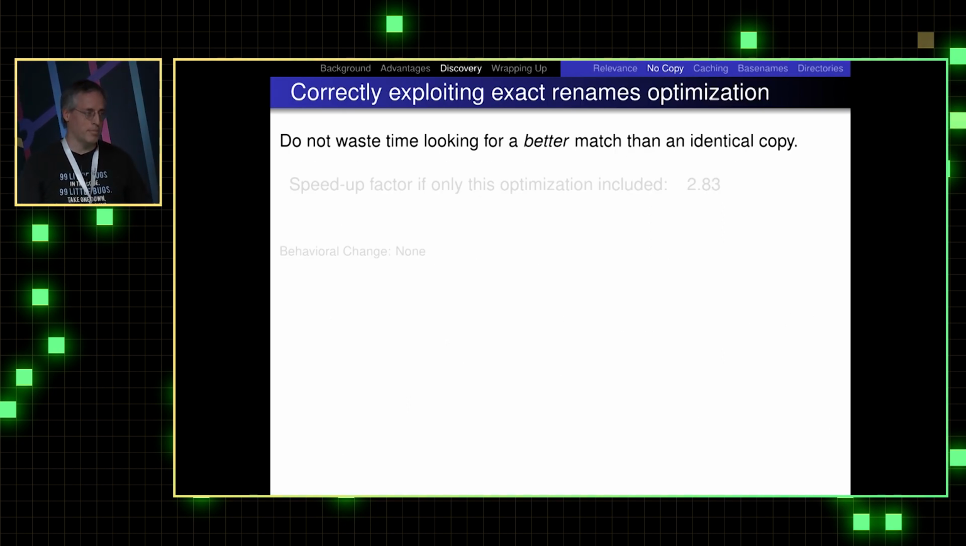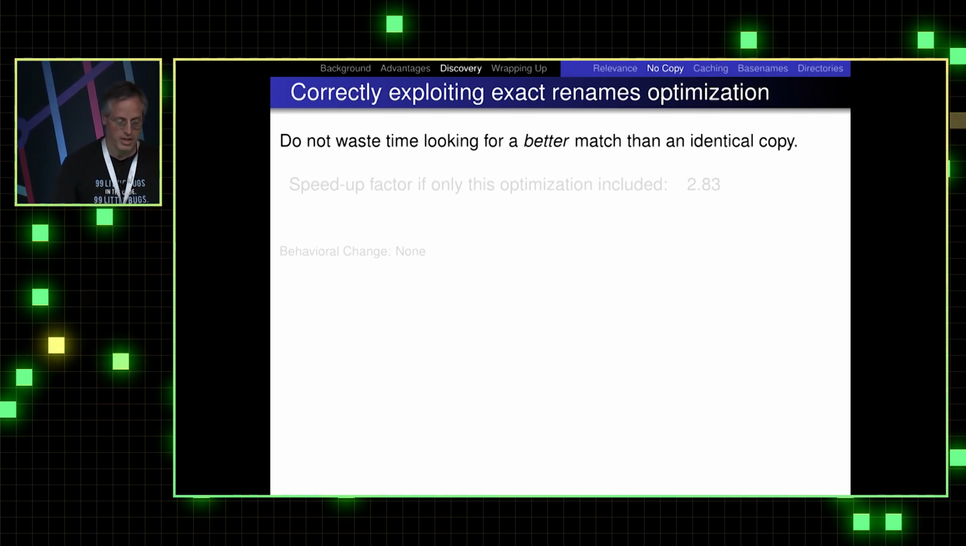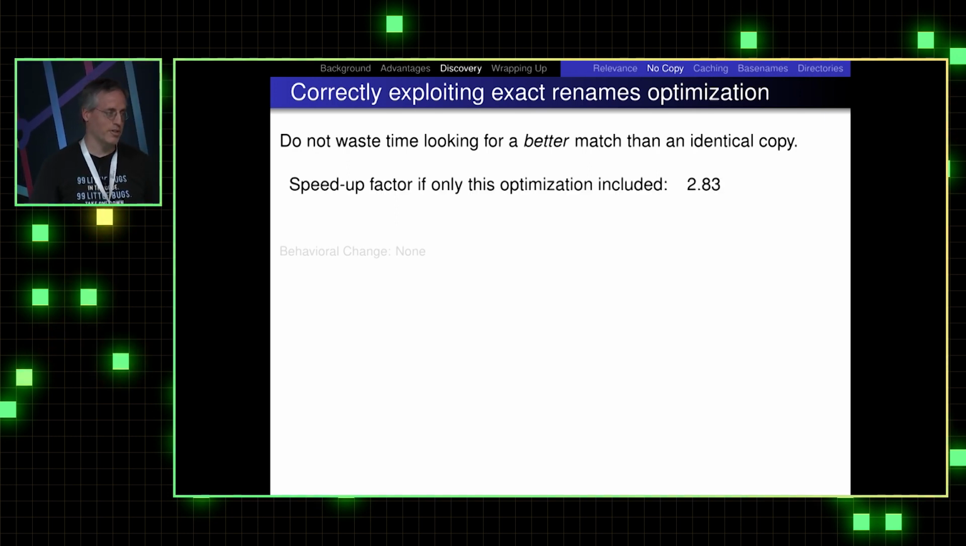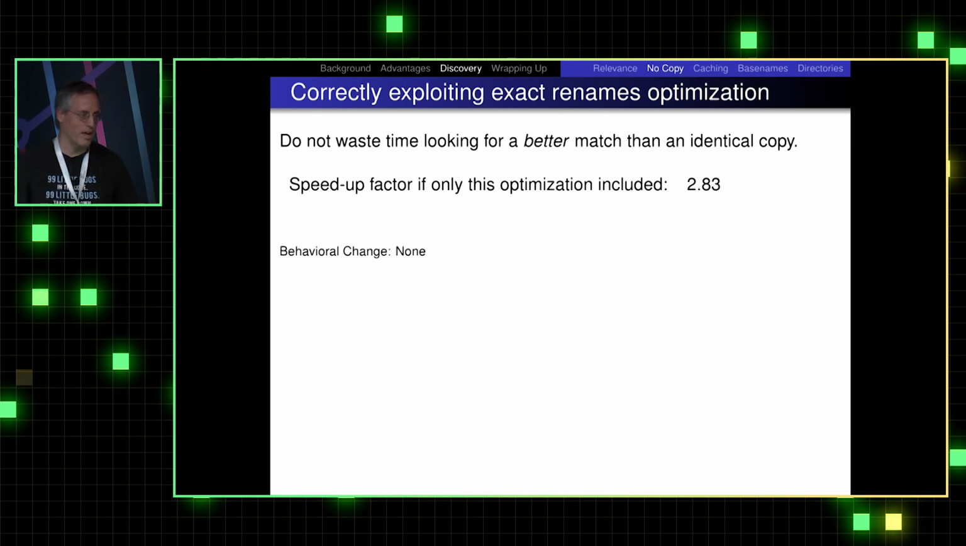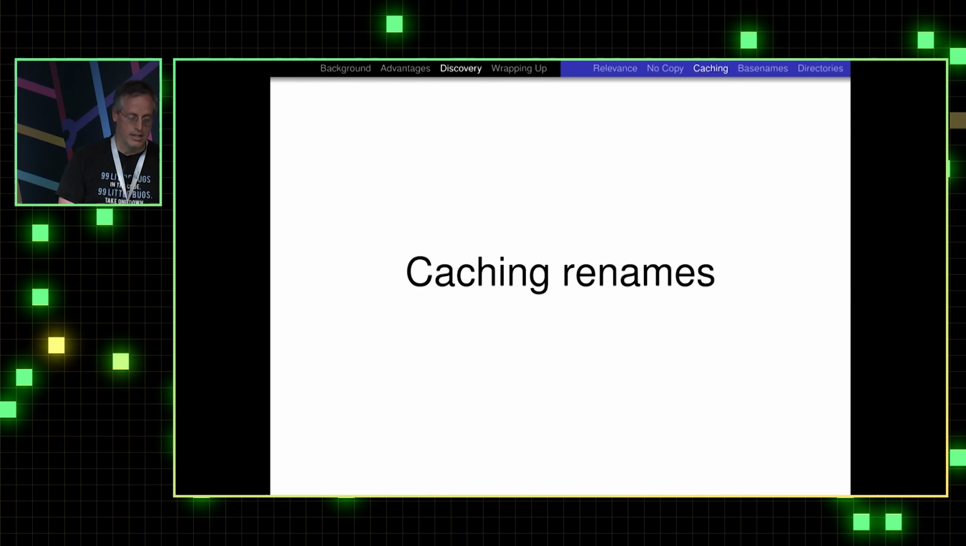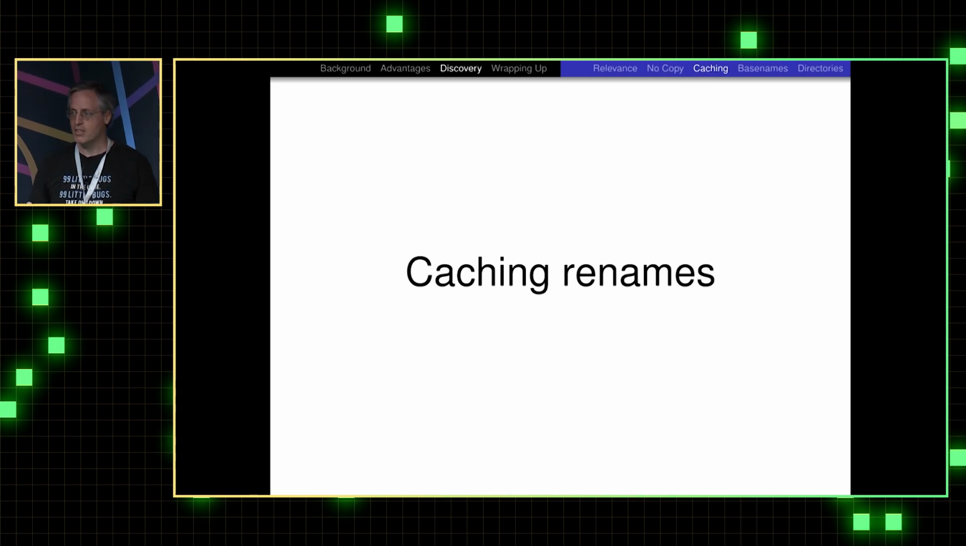If you implement this optimization, turn off the other one that I did, so only this optimization is active, it speeds things up by a factor of over 2, and there was no behavioral change from this one. The next optimization I refer to as caching renames. Really simple idea, less simple implementation.